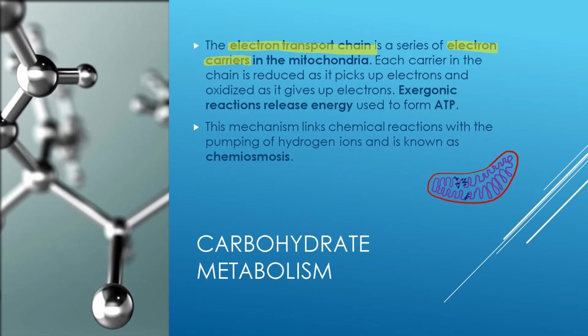So each carrier of the chain is going to be reduced as it picks up electrons and then oxidized as it gives up electrons. So the electrons will pass through the chain, and there's going to be a series of exergonic reactions that release small amounts of energy, and this energy is used to form ATP. Now in cellular respiration, the final electron acceptor of the chain is oxygen.